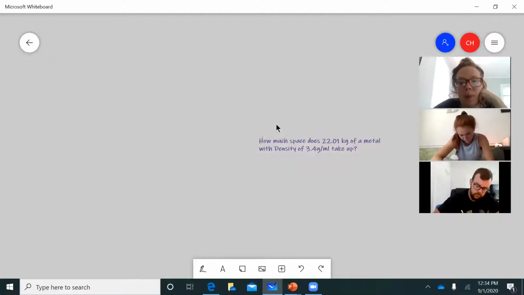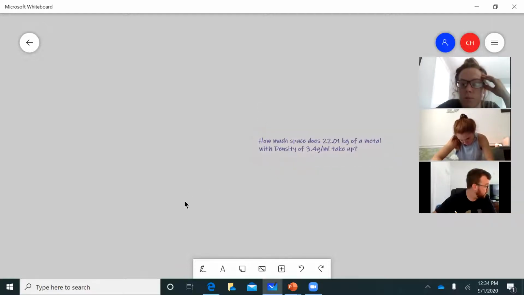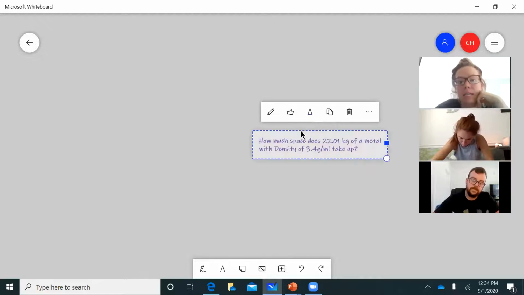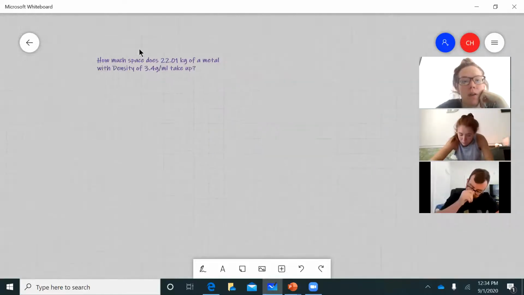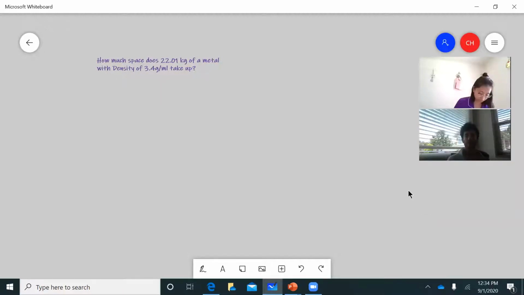All right, how much space does 22.01 kilograms of a metal with a density of 3.4 grams per milliliter take up? So I want you to solve that. And then I also want you to use the correct number of sig figs and make sure you're giving correct units, hint, hint, wink, wink on this problem, okay?